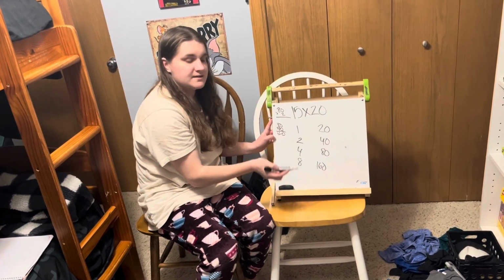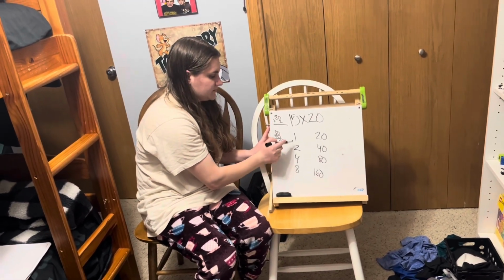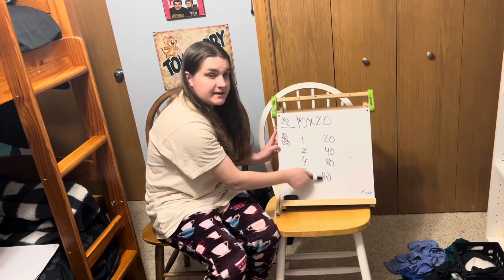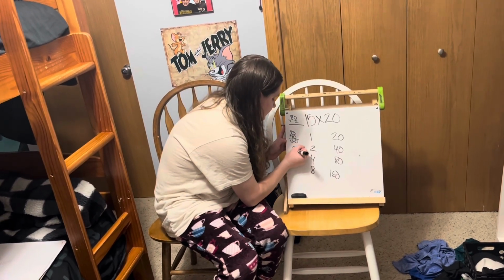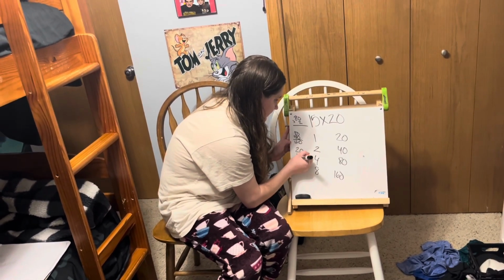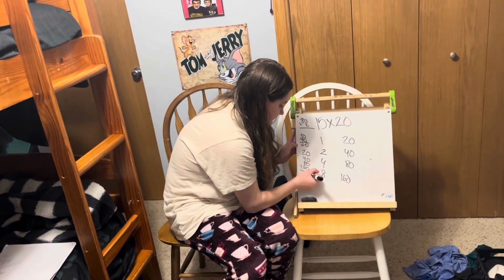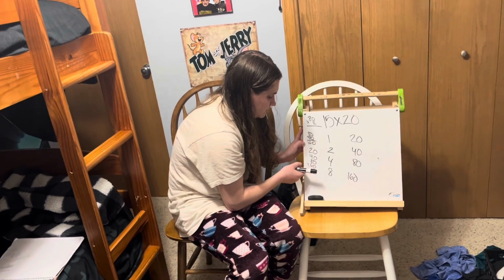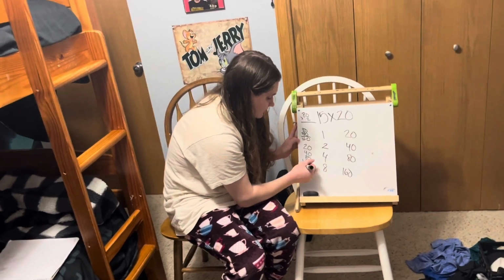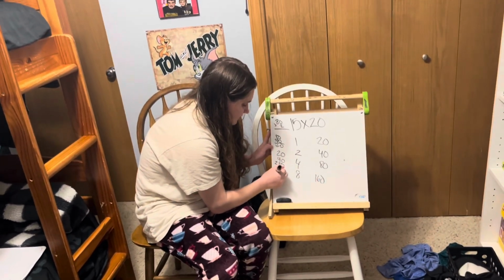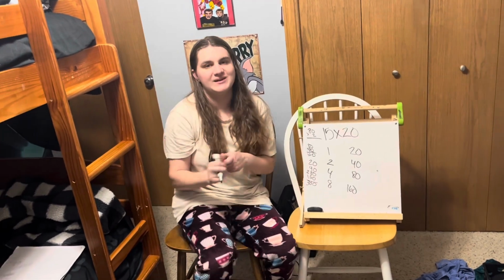As in the first problem, 8 plus 4 plus 2 plus 1 is 15. So we're going to be adding up all these numbers. So 20, 40, 80, 160. We should get 300. 15 times 20 is 300.